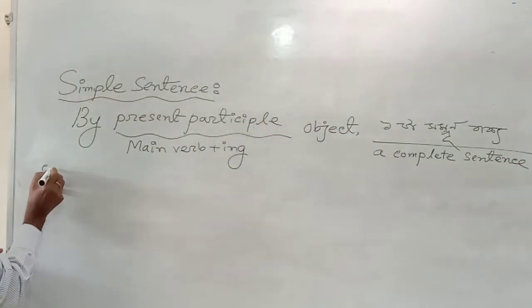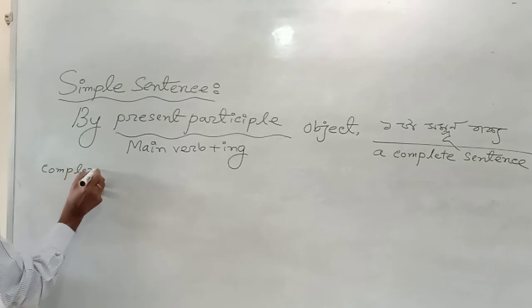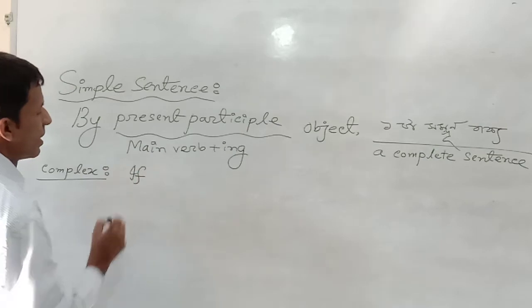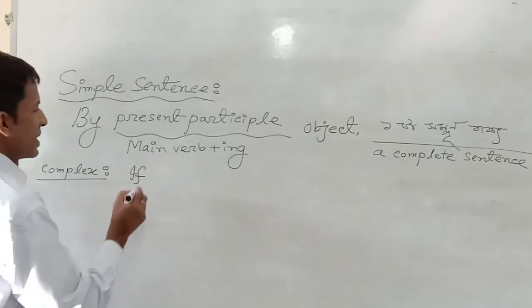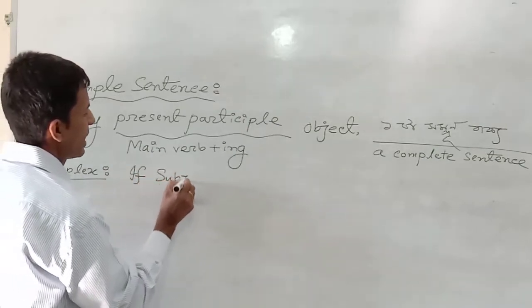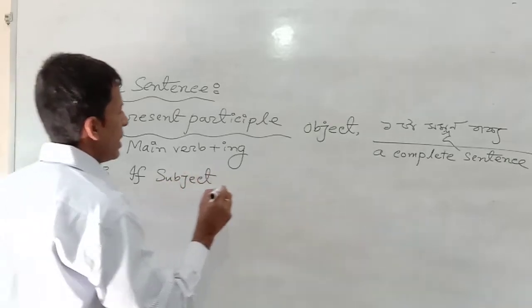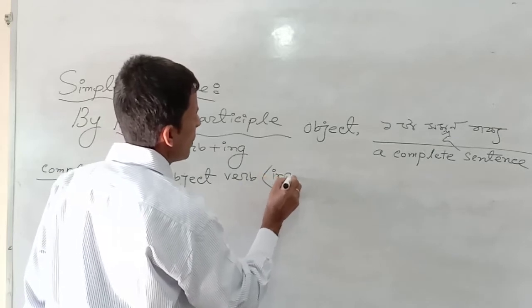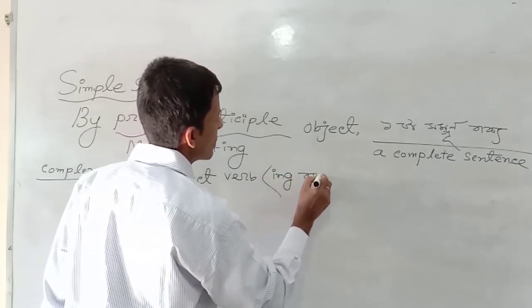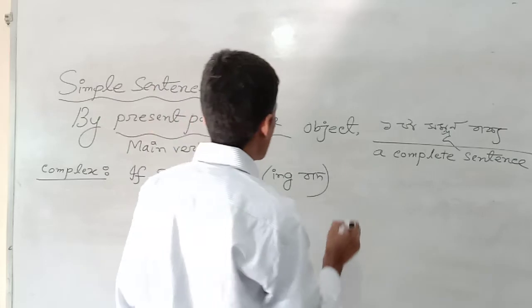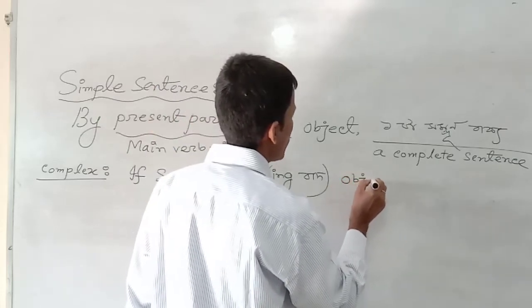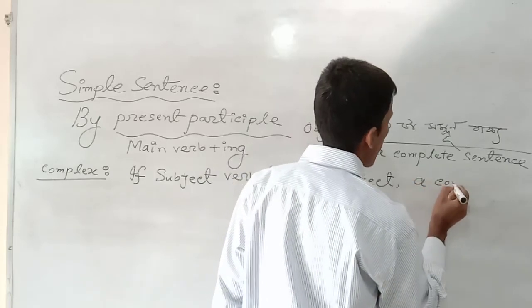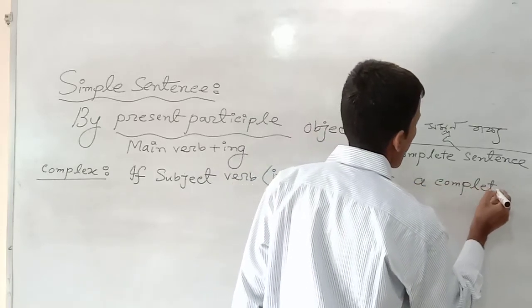Now the complex sentence will have to be started by writing "if". This is the conditional phrase. After that you will have to write subject. In the third part, verb, effacing ing. In the fourth part, objective case and a complete sentence.